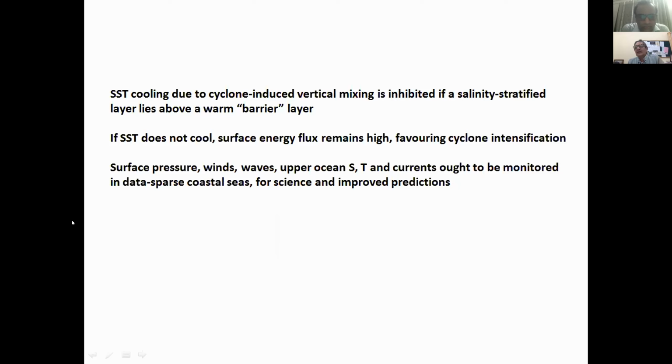So we do need the basic, regular measurements in the exclusive economic zone for the coastal region close to the Indian coast, the Myanmar coast, Bangladesh. Very, very important for countries in this region, for science as well. There could be many more measurements in the atmosphere itself from aircraft and so on, which I have not even mentioned, but surface pressure, winds, surface waves, salinity, temperature, ocean currents ought to be monitored in the data sparse coastal seas. So I'll stop here. Thank you.